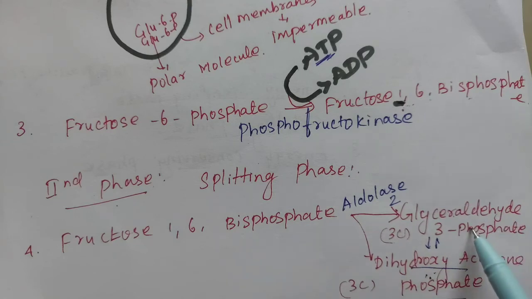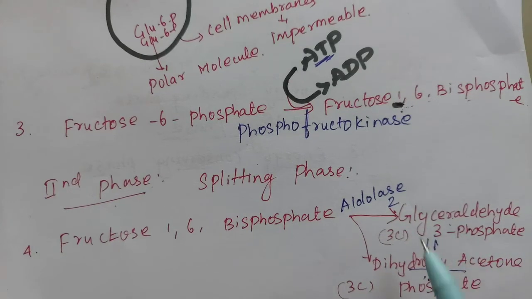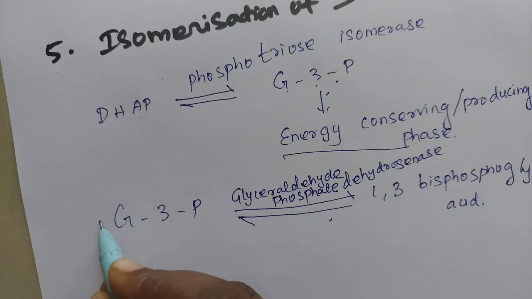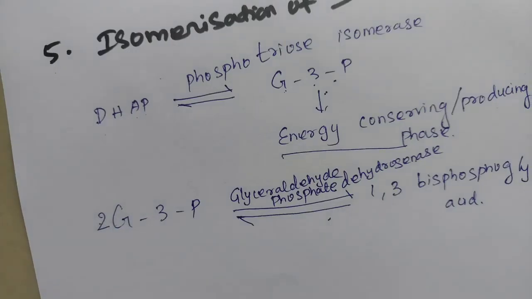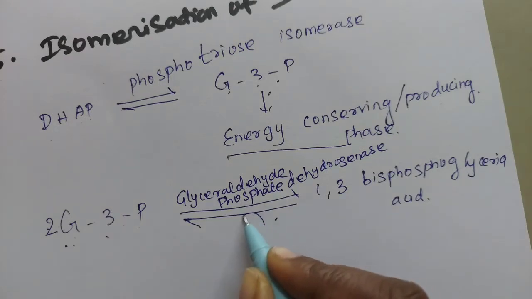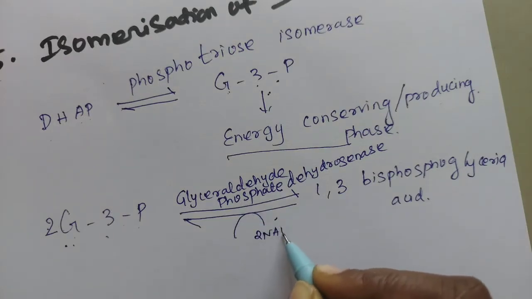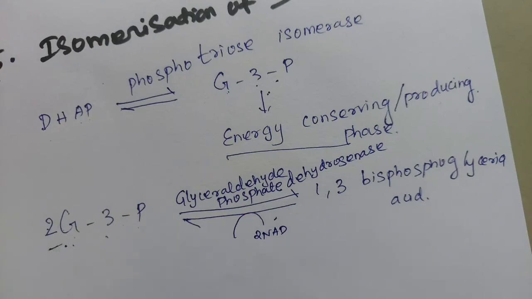This glyceraldehyde 3-phosphate will enter into the next phase of the glycolysis. As a result of this conversion, we have received 2 molecules of glyceraldehyde 3-phosphate, which enter into the third phase of glycolysis. During this phase, because there are 2 glyceraldehyde 3-phosphate, there is a utilization of 2 NAD, a coenzyme, to produce 2 molecules of NADH plus H plus.